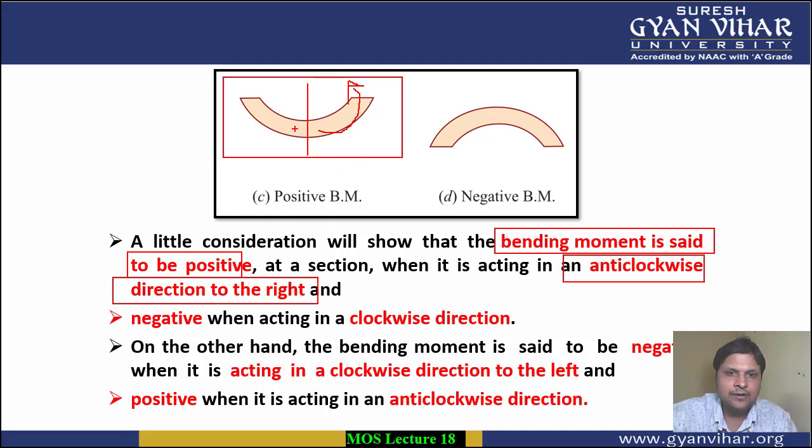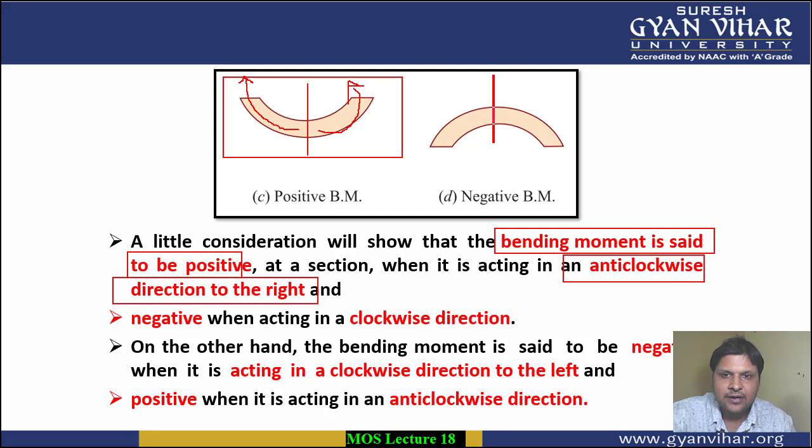Alright, and it will be considered as positive on the left hand side when it is clockwise. So this convention you should write. You should keep in mind that the bending moment, if it is anti-clockwise to the right of the section, will be considered as positive, and also positive when it is clockwise to the left of the section.